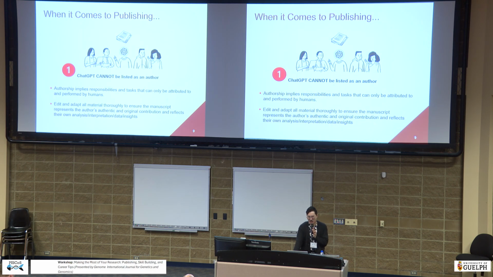So quick tips when it comes to publishing: do not ever list ChatGPT or other AI tools as an author. Obviously, they don't have the human capacity to consent to having their name in a published article, and again, it's not a real human being. It cannot verify the data that you've generated. So do not rely on ChatGPT for that.